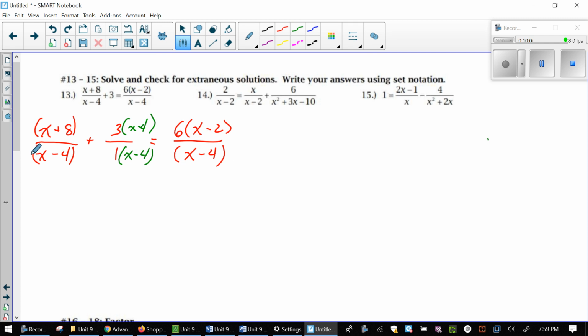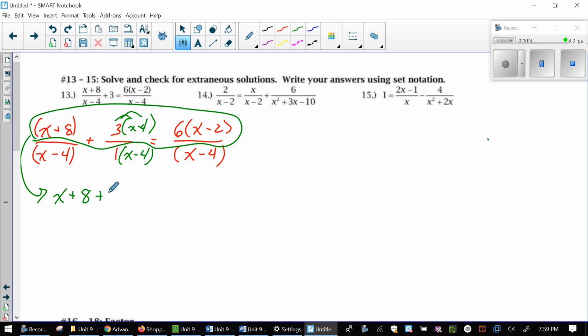All right, now remember, once we have all those denominators the same, now we can make a new equation with the numerator. So in my numerator now, take this guy, and that's our new equation. Once we get the denominators the same, we can cancel them out and write our new equation. So x plus 8. Notice I'm just getting rid of the parentheses now because I'm not canceling, I'm not multiplying. Okay, I'm going to distribute that 3 right now, plus 3x minus 12. I'm going to distribute that 6 equals 6x minus 12.